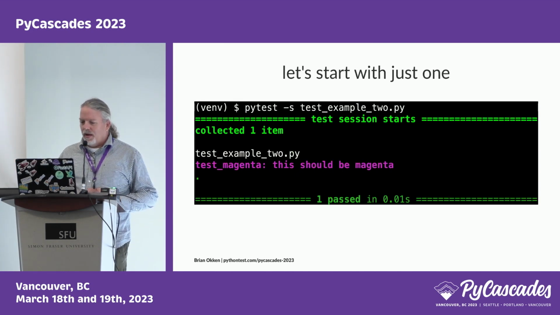So we'll zoom in. I've got a magenta fixture, and when we're using it, I'm going to use it with -s. And the -s, because normally PyTest just sucks up all of your output and keeps it.